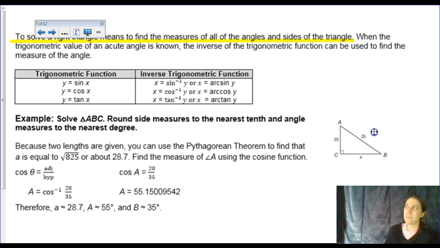Instead of doing second tan, I always get little kids saying that in algebra 2. Second tan, second sine. It's not what it is.